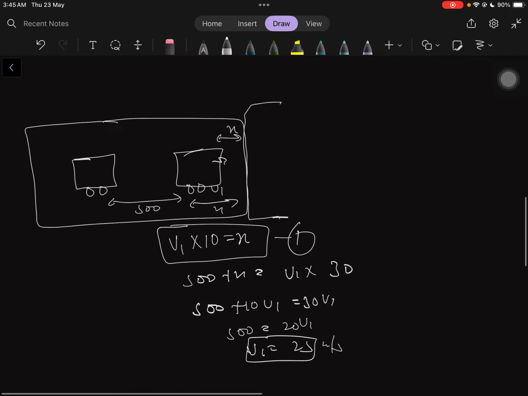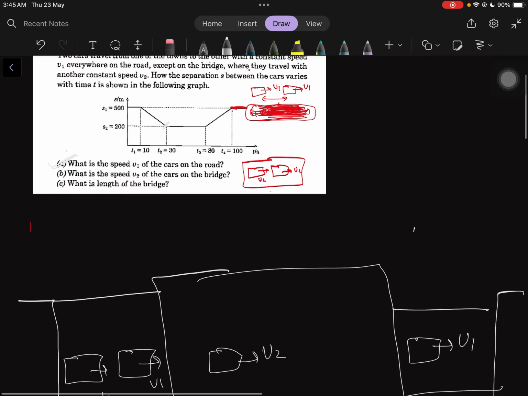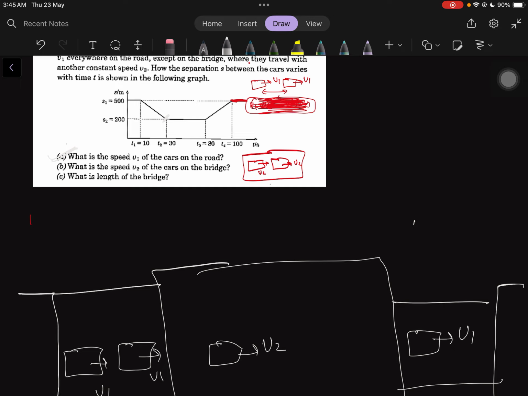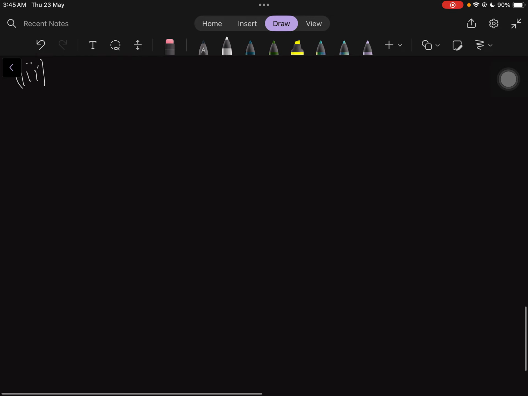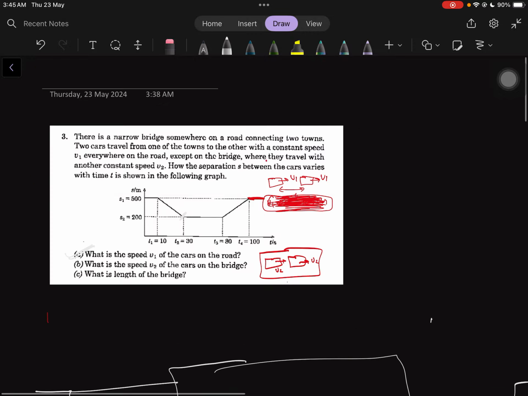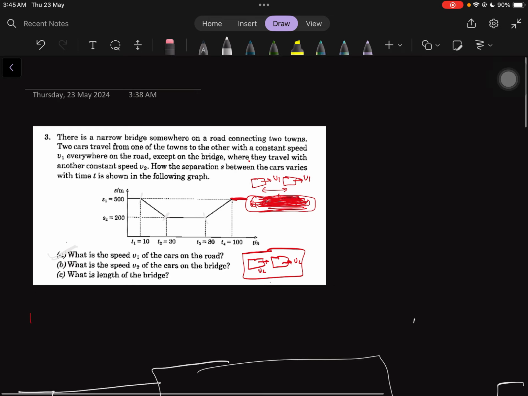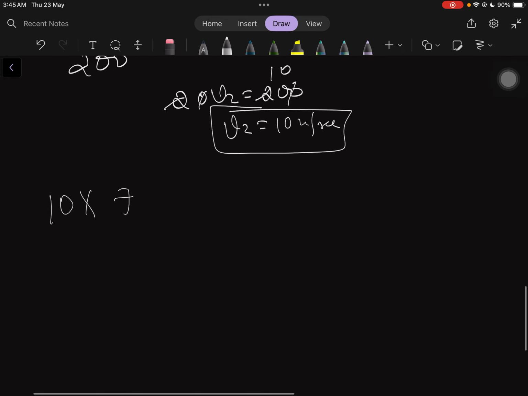And your second part is also done. Now if you see the third part, they have asked what is the length of the bridge. So we know the velocity of a particular car on the bridge, which is 10 meter per second, and for how much time any of the cars has traveled on the bridge. We can see that your first car started the bridge here and ended the bridge here, so 80 minus 10 is 70. So I can directly say that this is 700 meters.